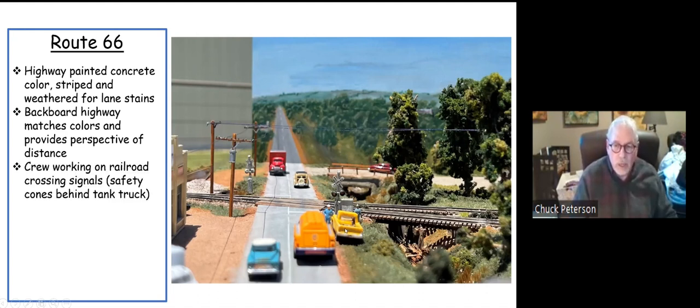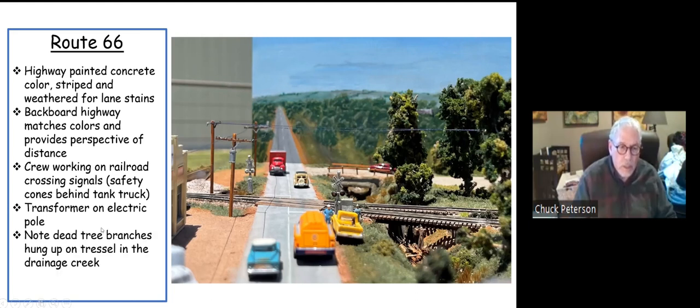We got a crew over here on the side of the road working on the crossing signals. We do have some safety cones on here you can't see in this particular picture that are behind the truck. So we are trying to be safety first conscious. Just one small little detail. You got the transformer here on the electrical pole here on the left side of the highway. Got some dead trees and debris down here in the bottom of the creek that got hung up on the railroad trestle. And I also have guardrails here on this bridge that comes in off of the highway into the grain elevator.